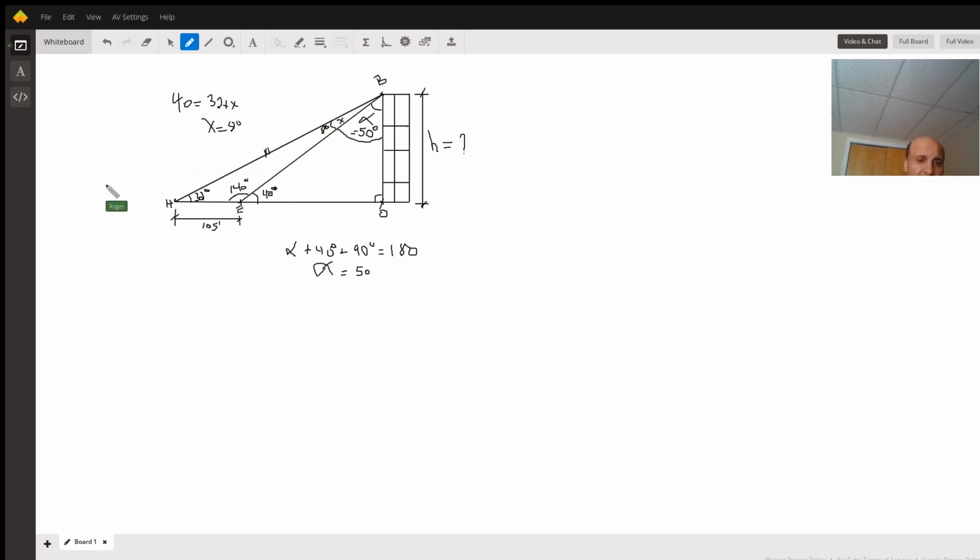Okay, so the law of sines will be the side divided by the sine of the opposite angle equal to a side divided by the sine of the opposite angle. We know this side, it's 105 feet, and we know this angle is 8. Therefore, we can write 105 feet over sine 8, according to the law of sines, is equal to the hypotenuse, which we do not know, HB, divided by sine 140.